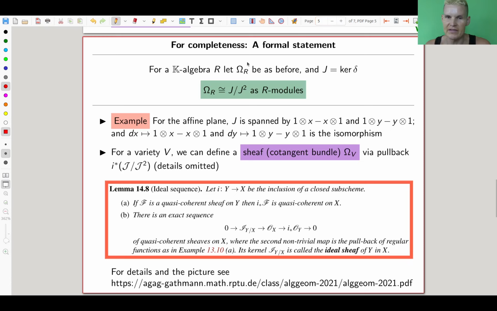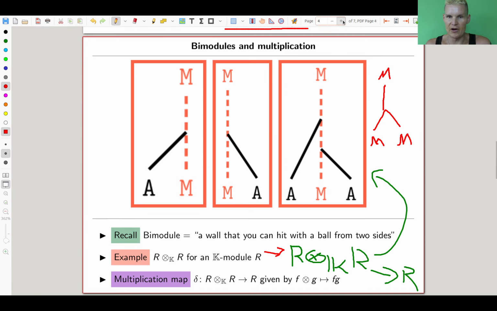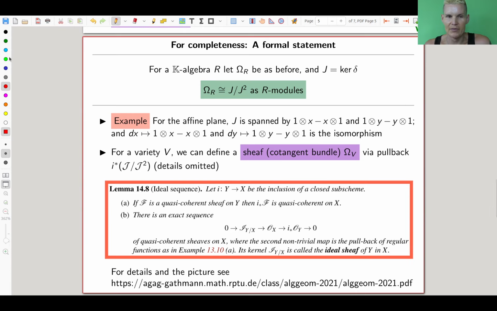The set of differentials you can obtain as essentially the kernel of the multiplication map. More precisely, the kernel mod the square of the kernel is the alternative description of the set of differentials. And you can do it explicitly for our affine plane, because what is the kernel of that map? Well, the kernel are things of this form: 1 tensor x. So everything that kind of commutes is in the kernel, right? Because after multiplication they're the same, but before multiplication 1 tensor x and x tensor 1 are not the same.